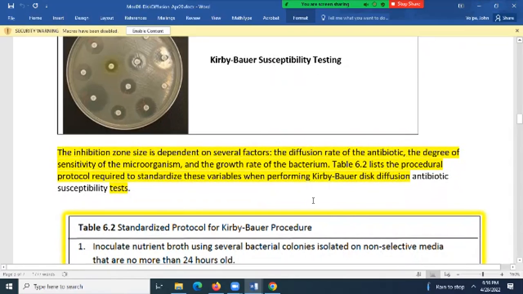All right, the inhibition zone size is dependent on several factors. It is dependent on whether the bacteria is sensitive to that antibiotic, but also on the growth rate of the bacterium, the diffusion rate of the antibiotic, and the number of bacterial cells that we inoculated on the plate. Okay, so table 6.2 lists the procedural protocol required to standardize some of these variables when performing the Kirby-Bauer disc diffusion antibiotic test.